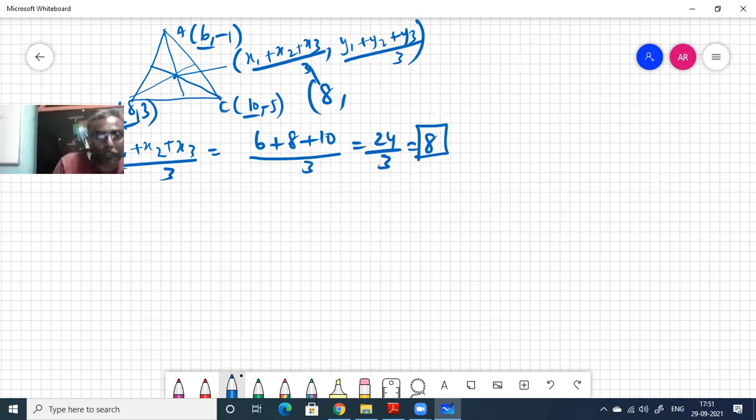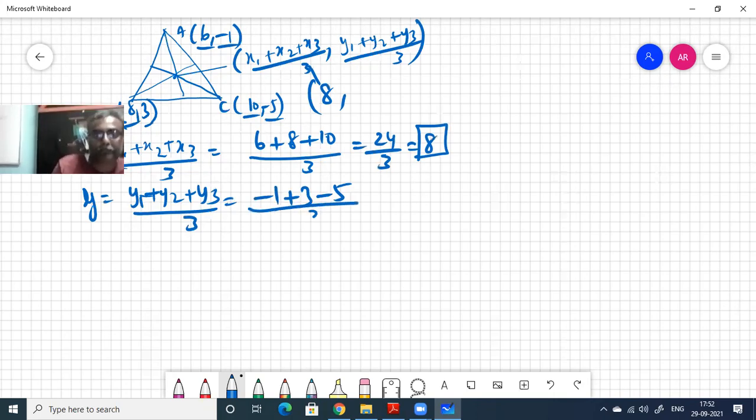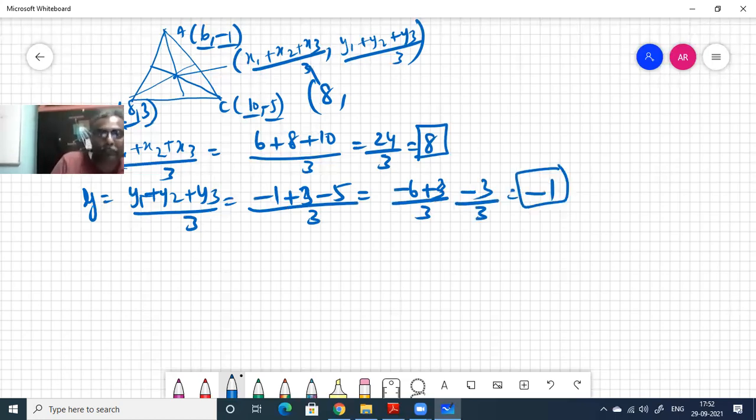Now what is y? y is equal to (y1 plus y2 plus y3) by 3. Okay. y1 is minus 1. y2 is plus 3. Then y3 is minus 5, by 3. Minus 5 plus minus 1 is minus 6, plus 3 by 3. Minus 6 plus 3 is minus 3, by 3. That is equal to minus 1. So (8, minus 1) is the point that you are getting.